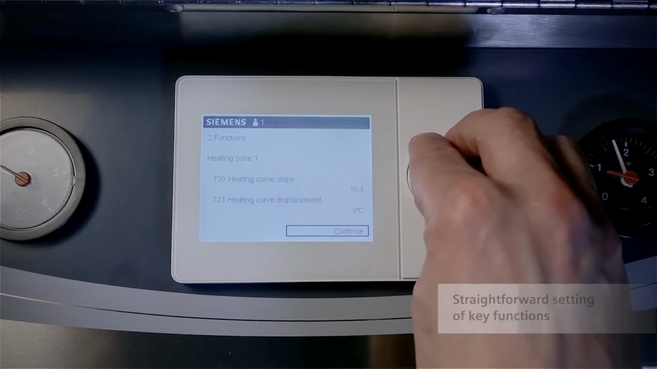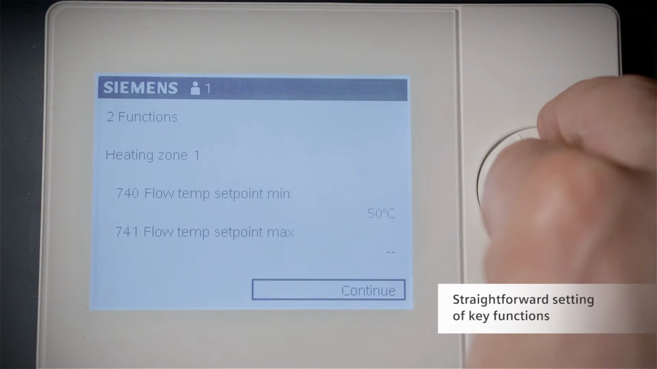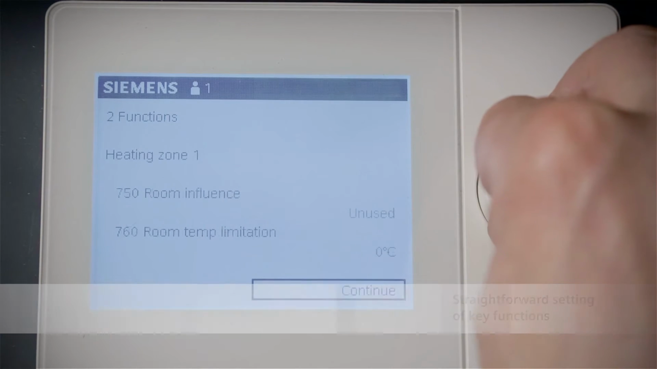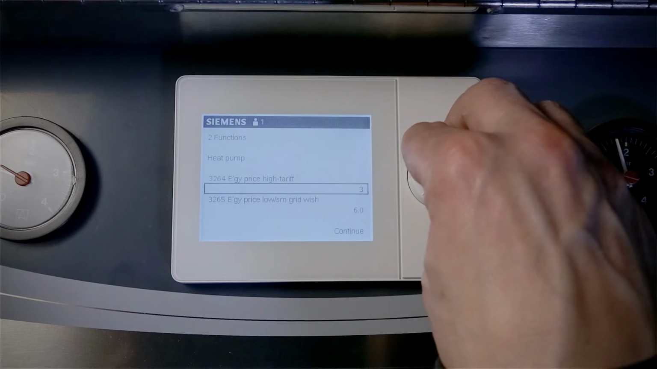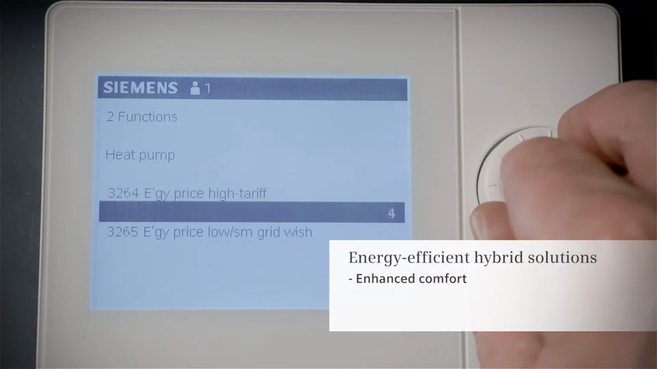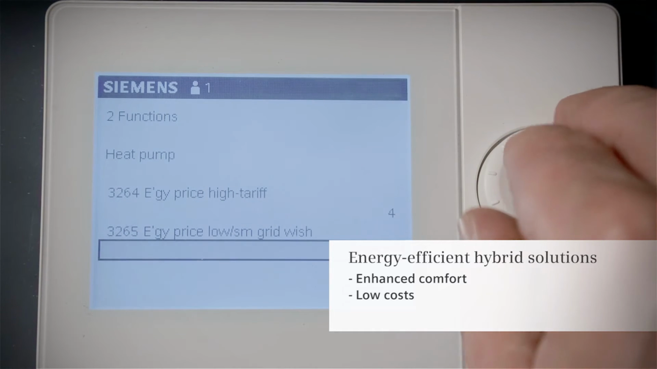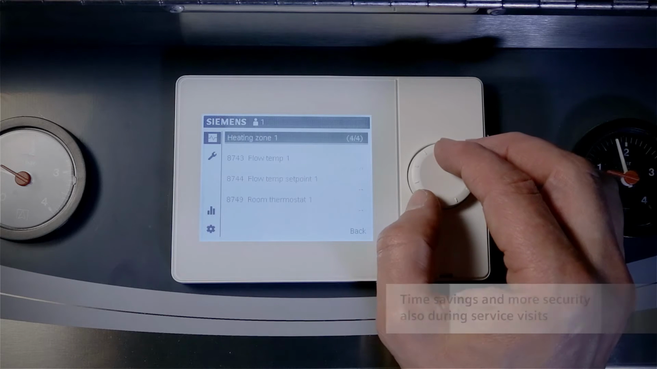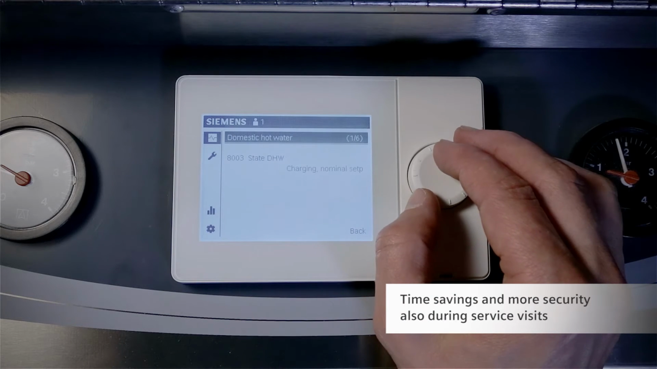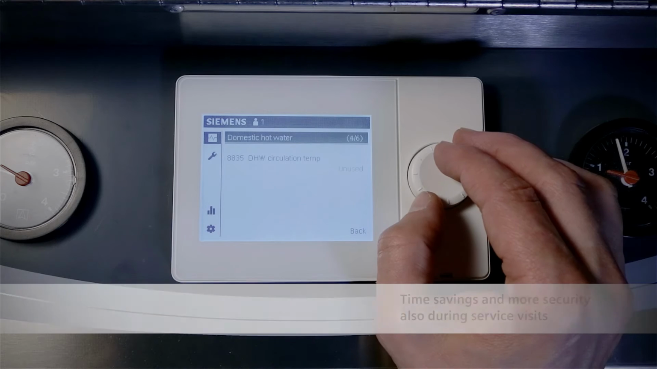Set the required parameters such as set points, characteristics, limit values, and release criteria. By setting the parameters for bivalent operation, you get the optimum of room comfort, low cost, and energy efficiency. Service and maintenance are supported by the Diagnostics menu and an easy-to-understand display.